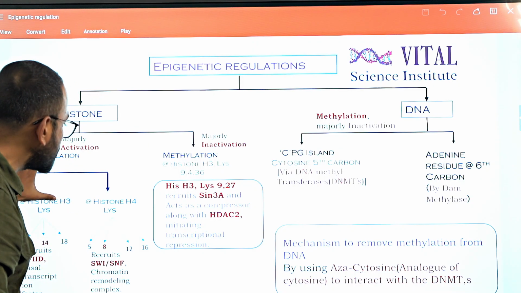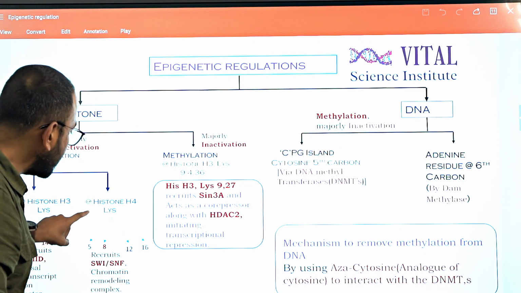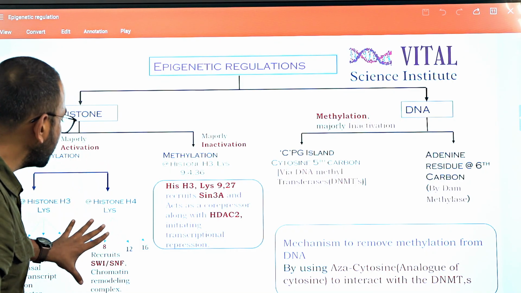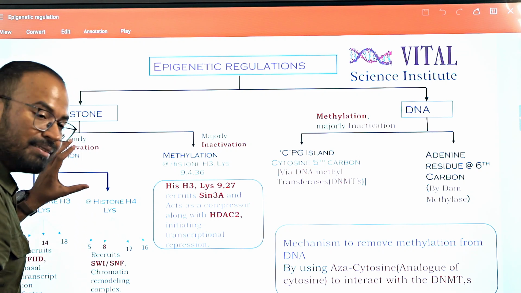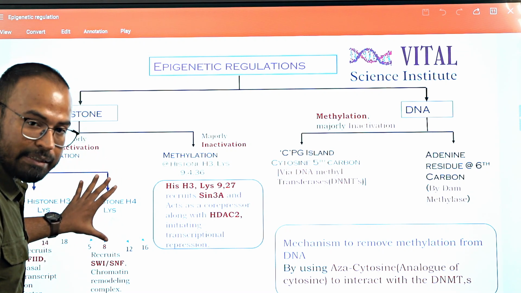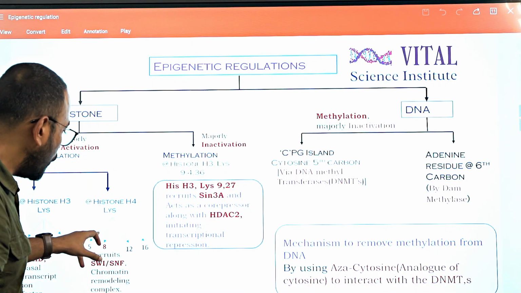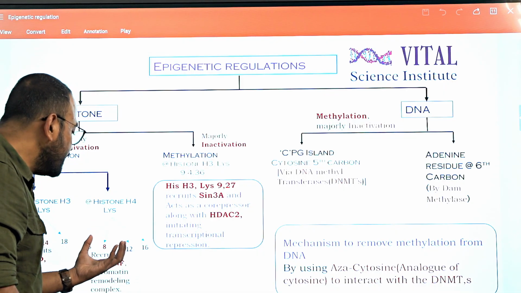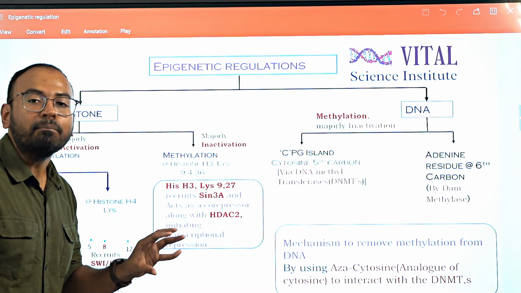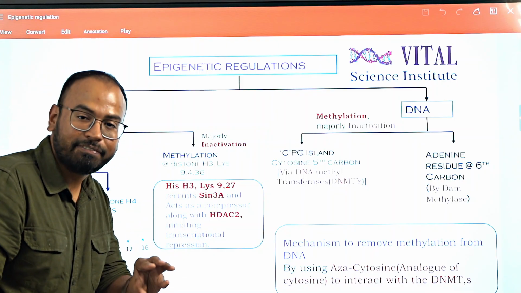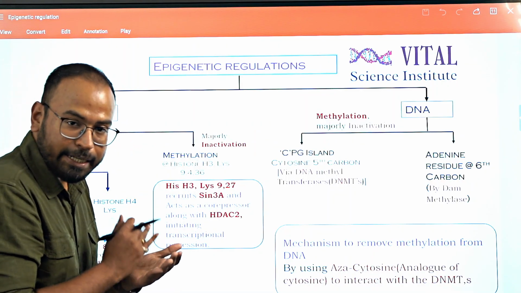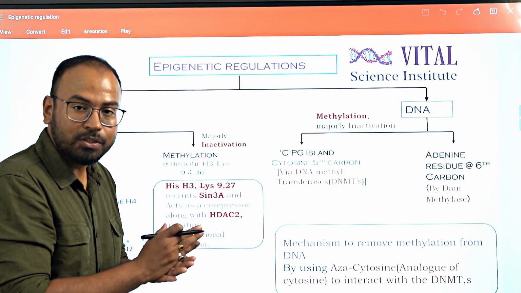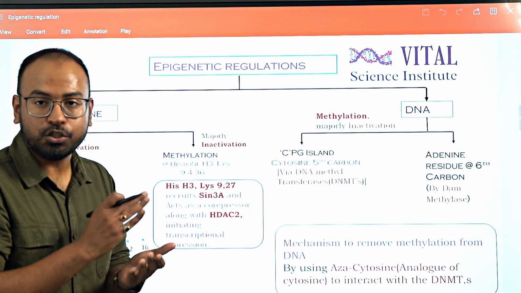And when it comes to histone H4, there is lysine 8, that means histone H4, lysine 8 at the N-terminal region. Due to this kind of acetylation, it will recruit chromatin remodeling complexes like SNF. Note it down. So, when it comes to acetylation at histone H3, there are two distinct residues, one at lysine 9, another at lysine 14.